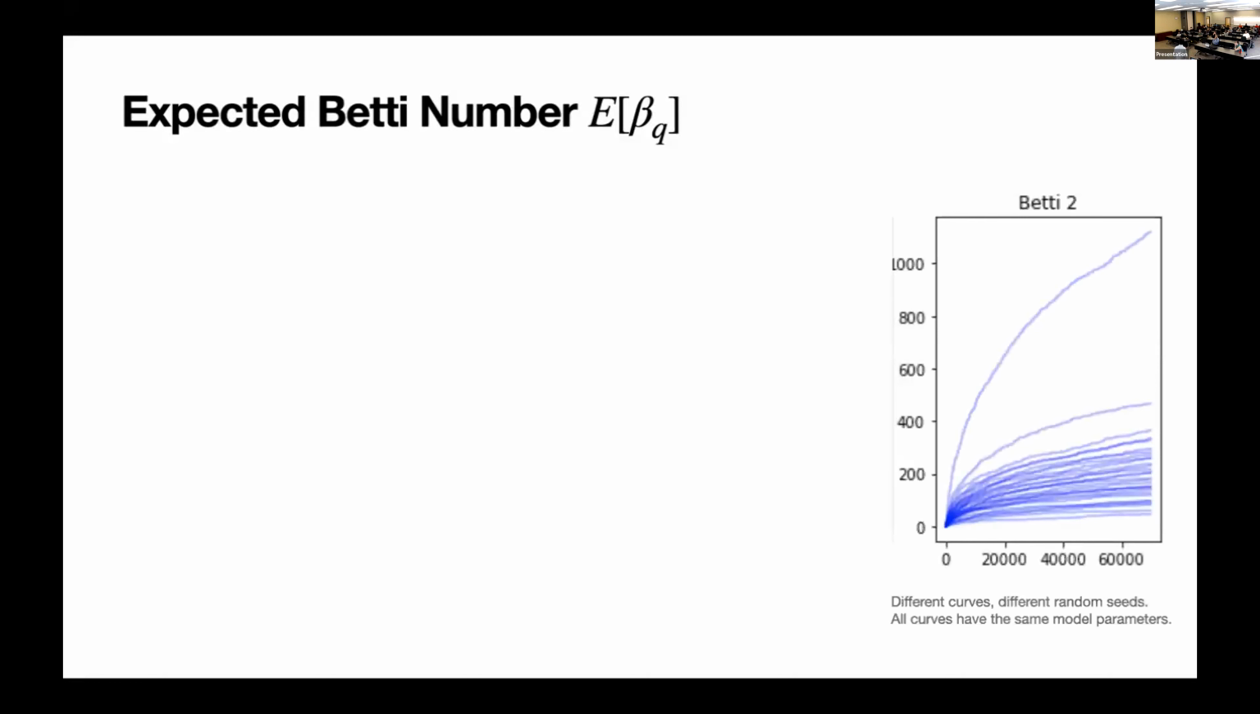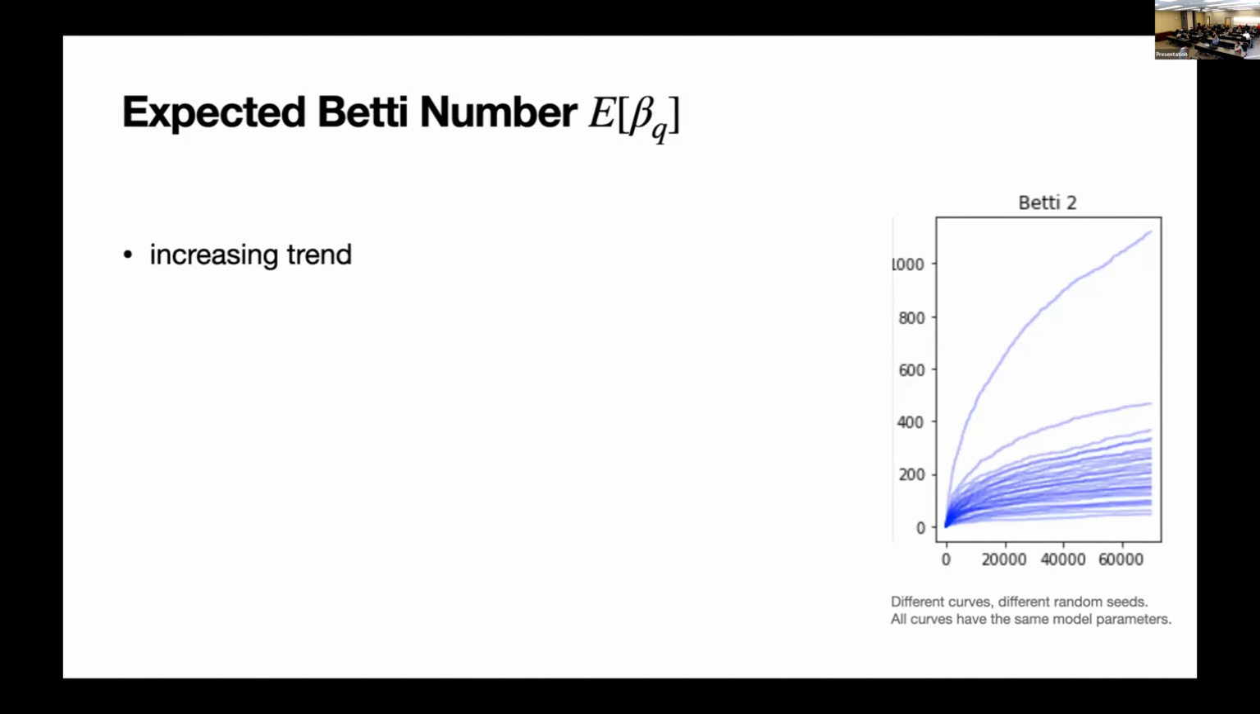So before I show you the analytical results, let's look at a simulation. Every curve here is a random instance of the preferential attachment graph. They all have the same parameters, they're just different random seeds. The x-axis is the number of nodes. As you add people to the graph, the topology changes, the Betti number changes. The y-axis is the second Betti number. So for each curve you keep track of the second Betti number, and you do this 500 times to get 500 curves.